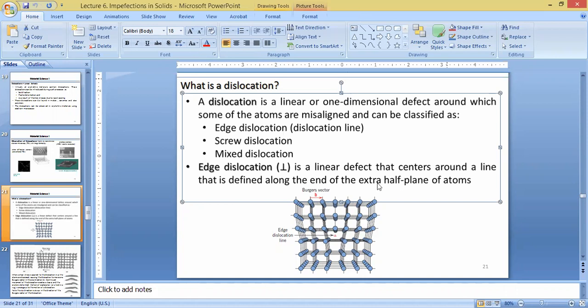There's the edge dislocation, the screw dislocation and the mixed dislocation. An edge dislocation is a linear defect that centers around a line defined along the end of an extra half of a plane. So it kind of forms this T, where you have these arrangements.